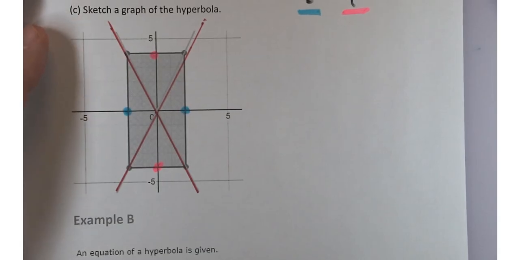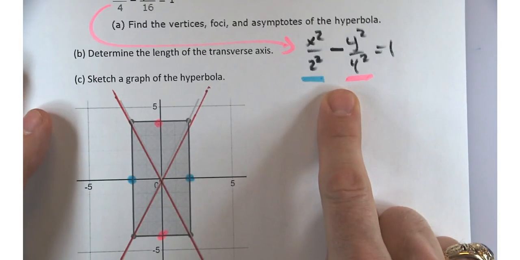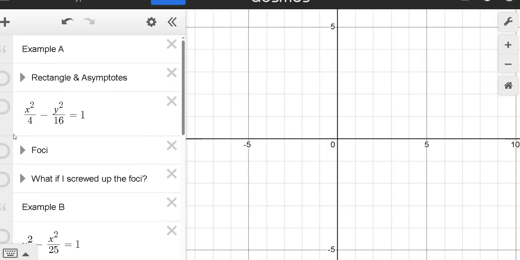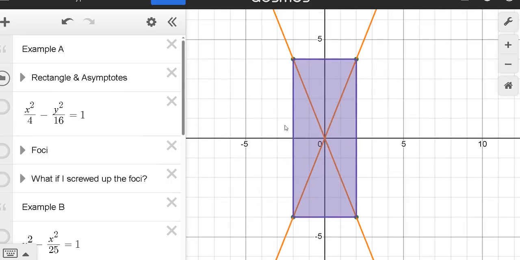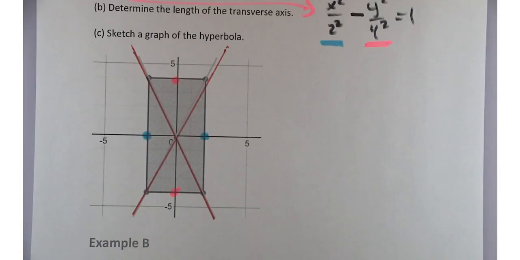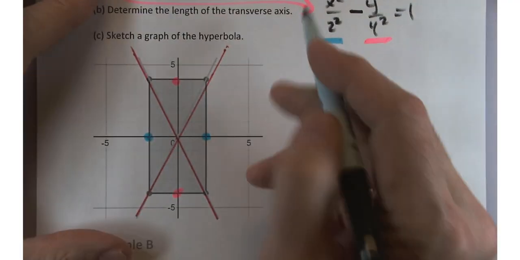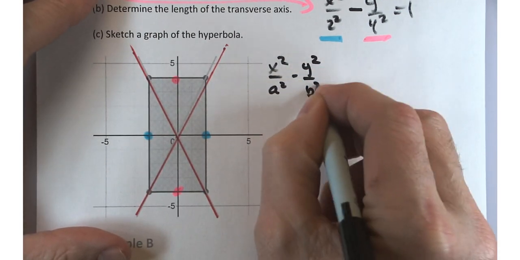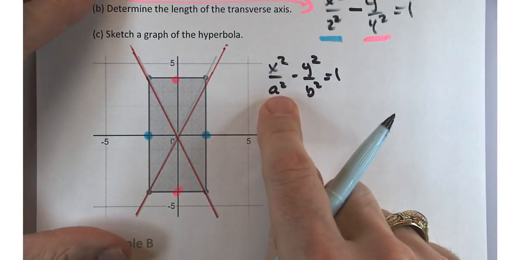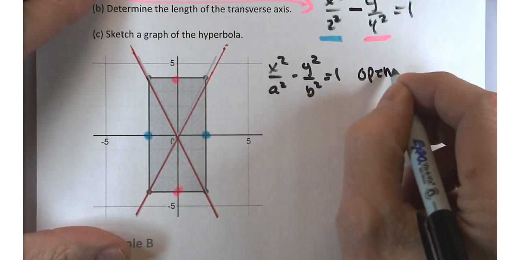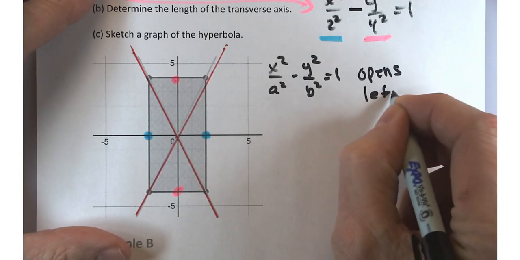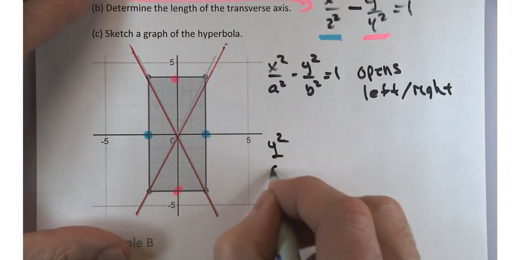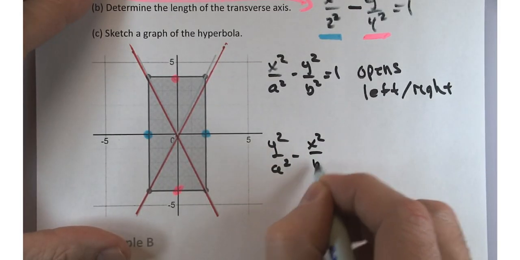Now the last thing to do is to realize which way this is going to open. There's a couple possibilities here. So once you've drawn your rectangle and asymptotes, then we need to fill in the rest of this graph. Now there's 2 possibilities here for us. If you have, say, x squared over a squared minus y squared over b squared equals 1, that's going to open left and right. What else could happen? Well, you could have y squared over a squared minus x squared over b squared equals 1.